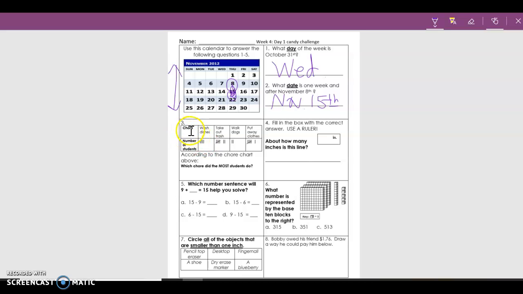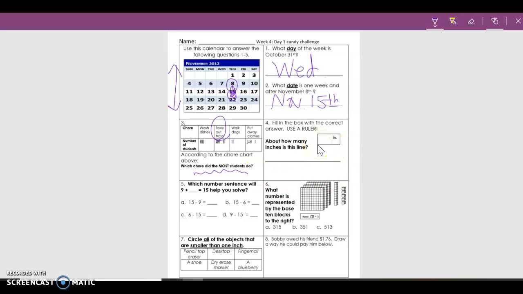Number 3, we have chores, and we have the number of students. It says, according to the chore chart above, which chore did the most students do? When you look at the tallies, once students count them up, they find out that the best answer for this question for the most would be take out the trash. So they could write take out the trash right here. Fill in the box with the correct answer.